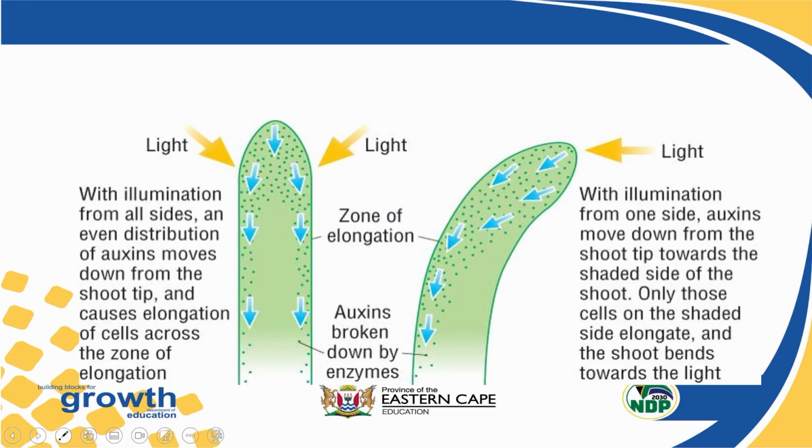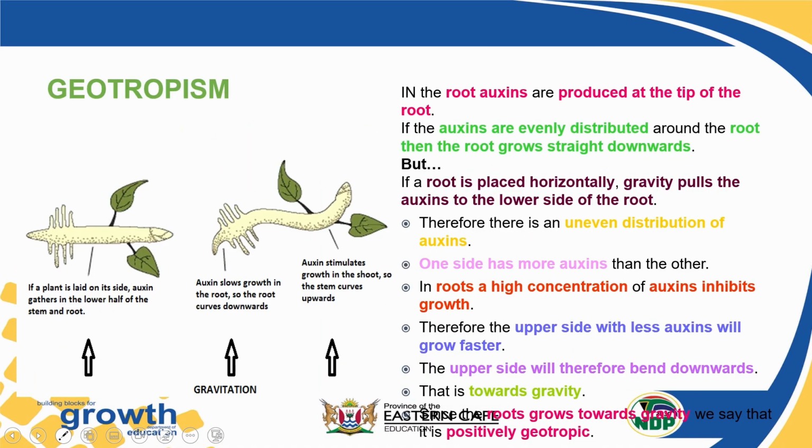But in this one on the left, you see that light is coming only from one direction. Because light is coming from one direction, auxins will move to this side of the plant where there is no light, causing this stem to bend towards the stimulus of light. I hope that is clear as far as the role of auxins in phototropism. Remember, we have said that auxins are responsible for tropisms in plants. One is phototropism and the other one is geotropism.